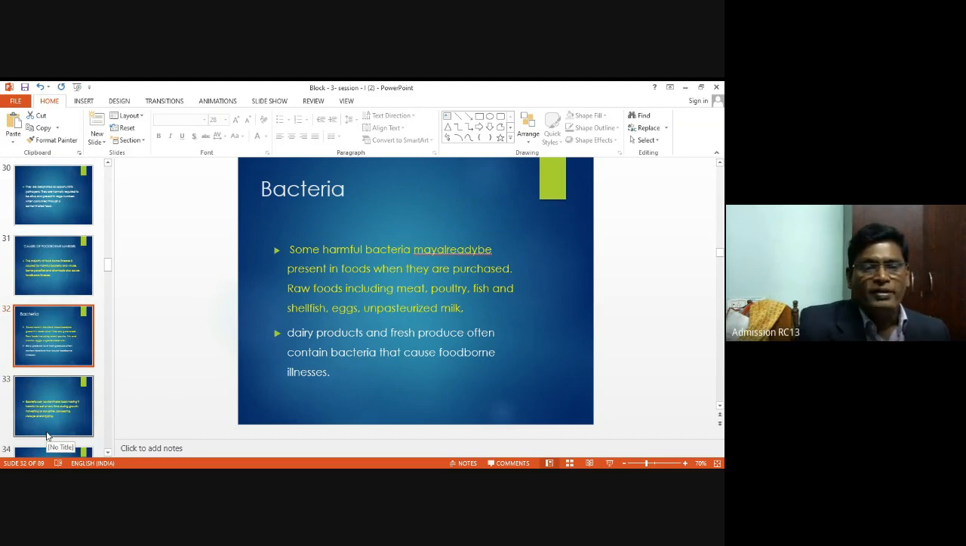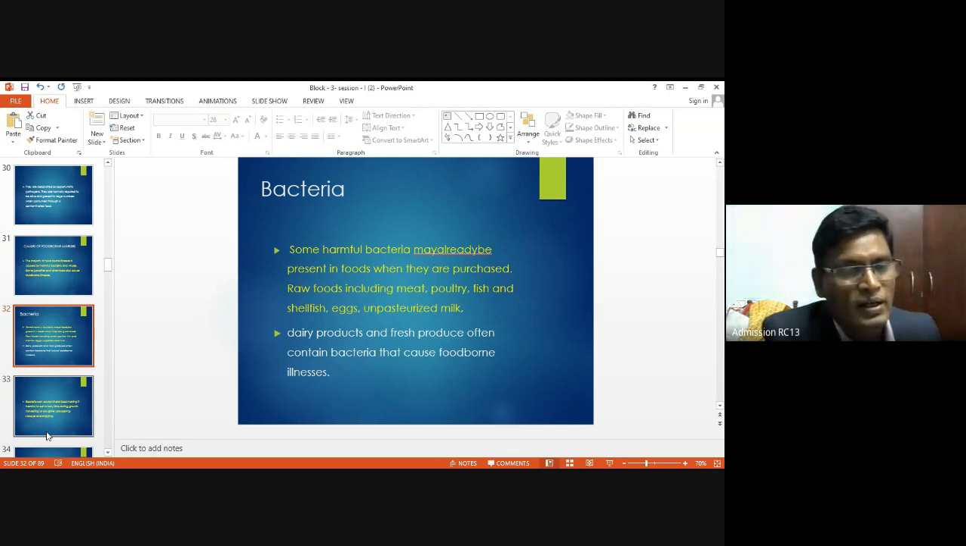Some harmful bacteria may already be present in the food when it is purchased, including raw food such as meat, poultry, fish, shellfish, eggs, and unpasteurized milk. We'll notice that sometimes we go to the market and purchase raw foods. It may be meat, poultry, fish, or even shellfish, because storage is very, very important. How they are handled is very, very important.